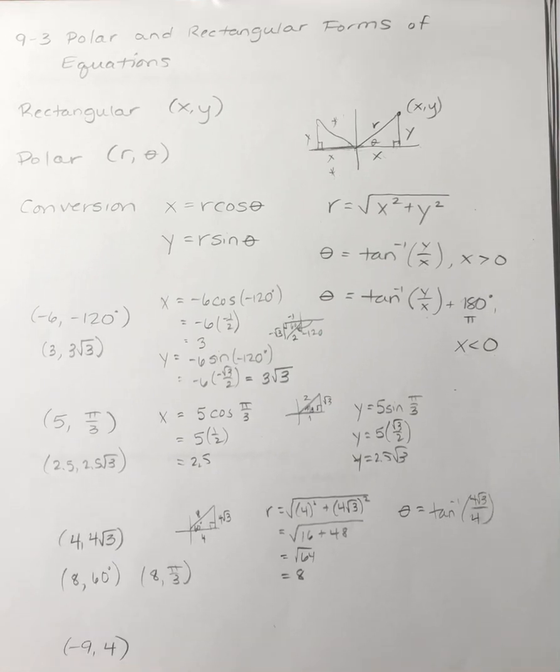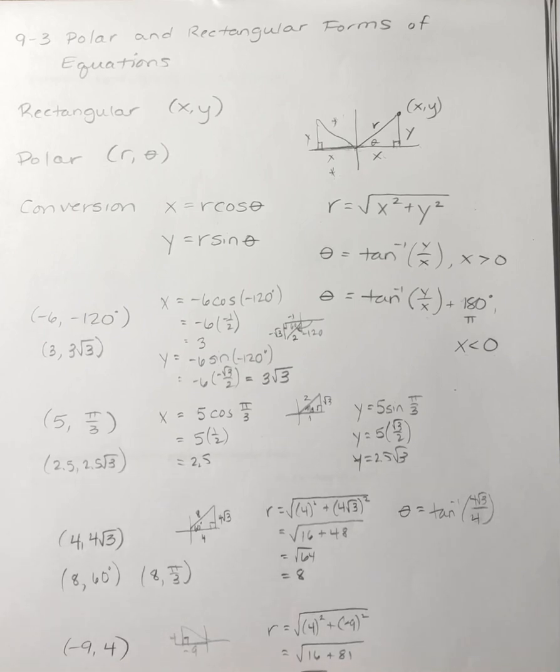Last one, (-9, 4). Negative 9, 4 puts you in quadrant 2. This is not a special triangle. This is not a 30, 60, 90. This is not a 45, 45, 90. This, we're going to have to use the calculator. So r equals the square root of 4 squared plus negative 9 squared, or 16 plus 81, square root of 97. 97 has no perfect square factors, so there's nothing else I need to do with that.